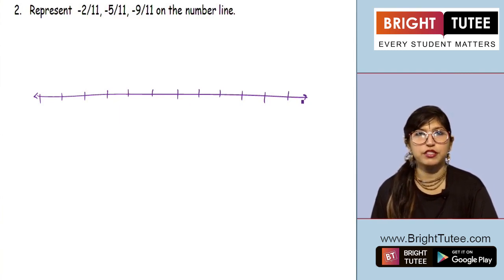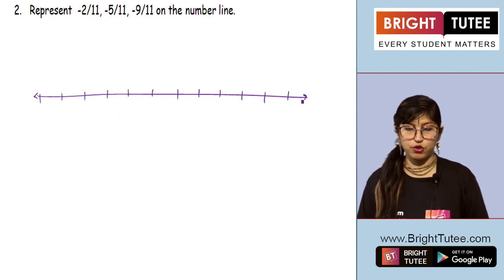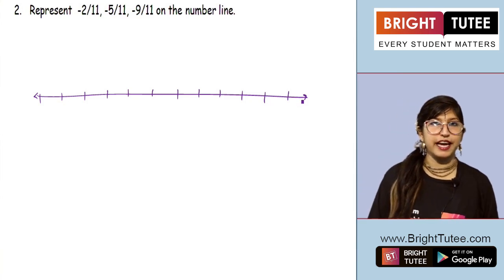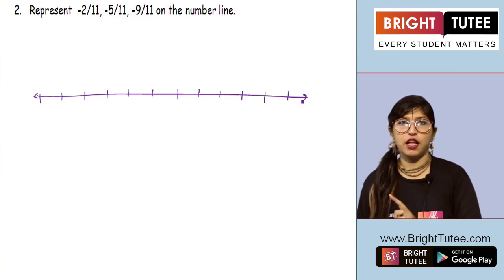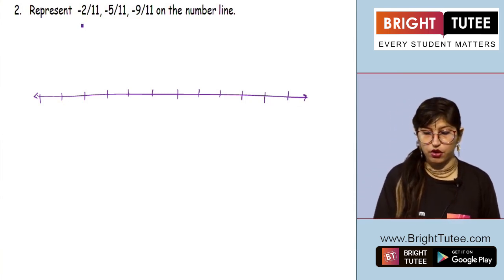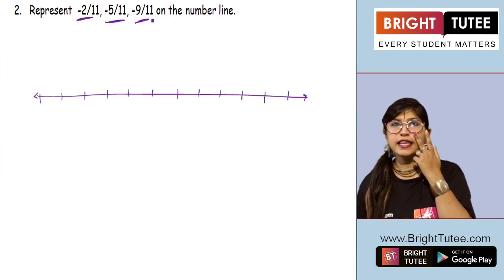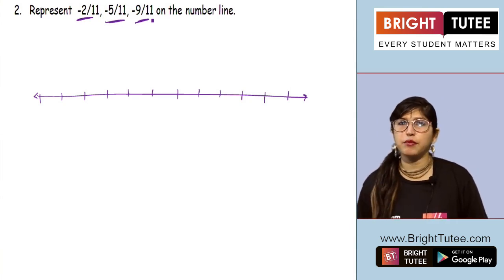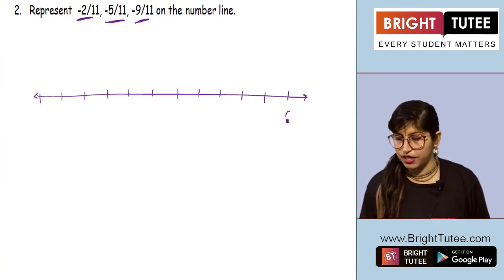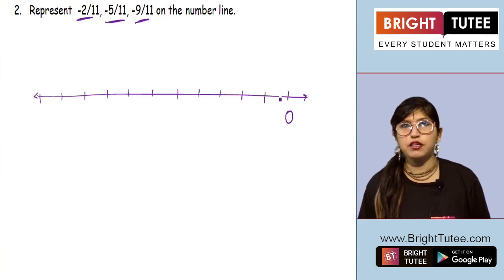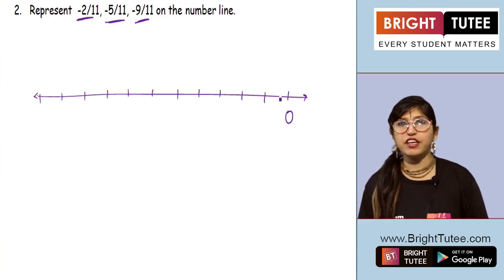Okay, I hope you must have done that, but I'm sure you would be doing it on the left hand side of the number 0. Why? Because they're asking about minus 2 by 11, minus 5 by 11 and minus 9 by 11. If you moved it to the right, there would be plus 2 by 11, plus 5 by 11, plus 9 by 11. So we'll be starting from here and going ahead with 11 equal parts.